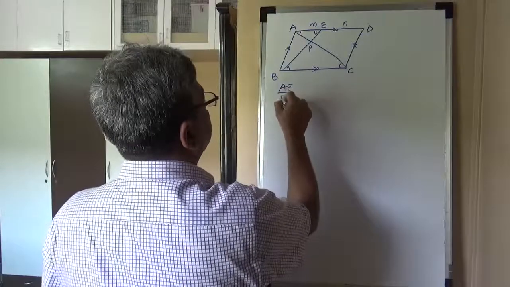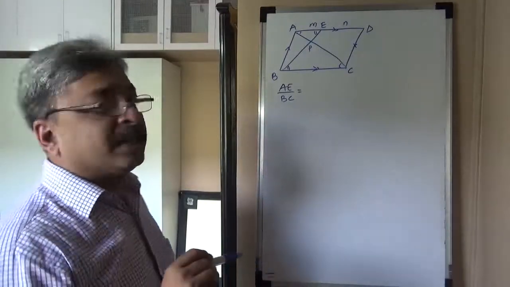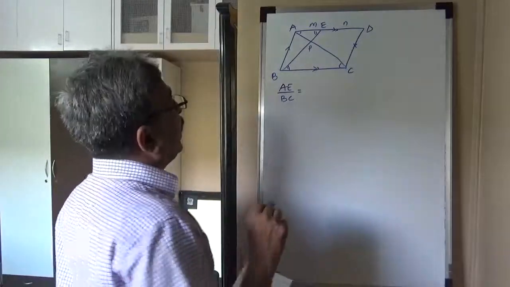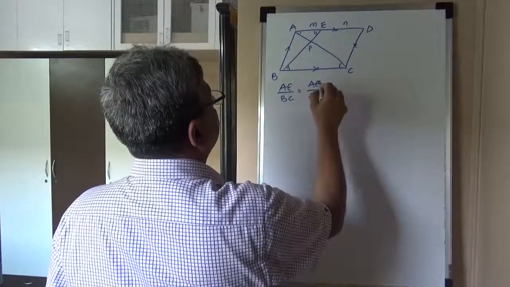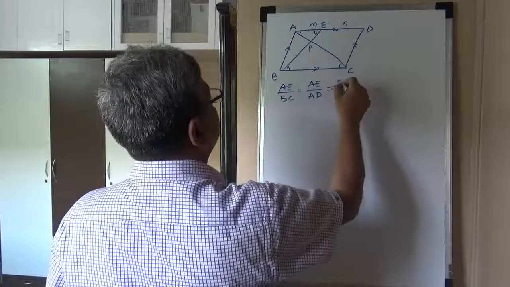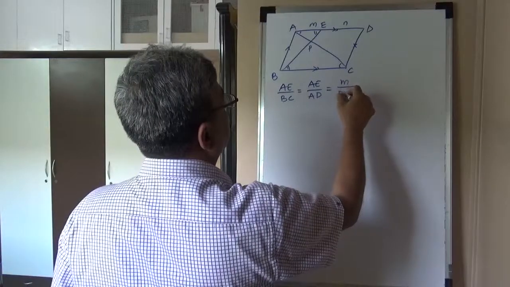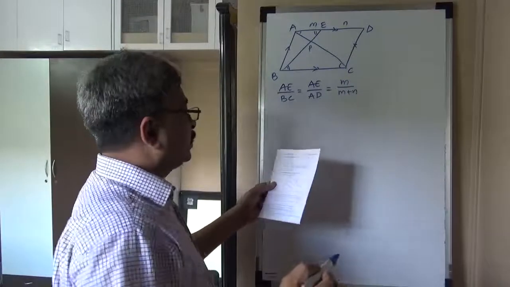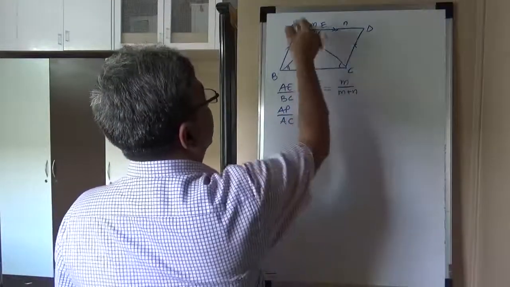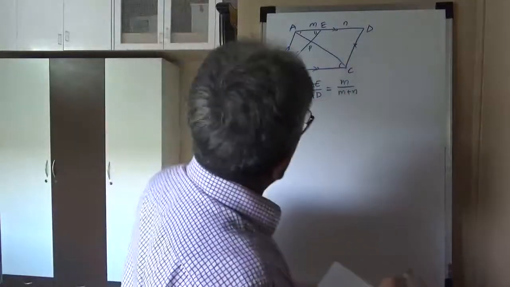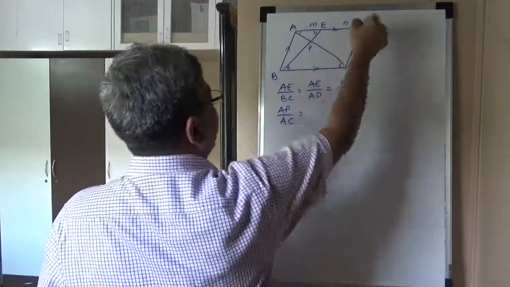Now the first question is AE upon BC. If AE upon ED is M upon N, then we want AE upon AD, because BC is equal to AD in a parallelogram. Therefore AE upon AD, which we want to find out, is going to be M upon M plus N. Second question is AP upon AC, which is related to AE upon AD.